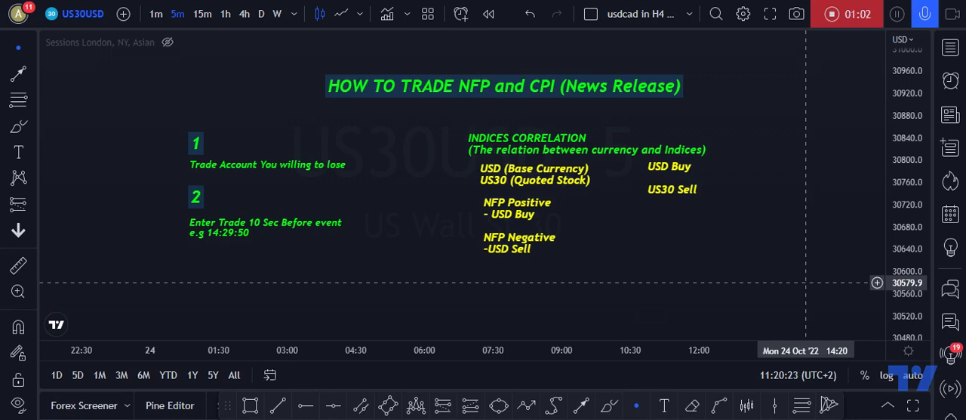I've already explained this step in my previous videos, so if you don't understand how to make an account you are willing to lose, just go to my previous videos and check. I made that trading plan.